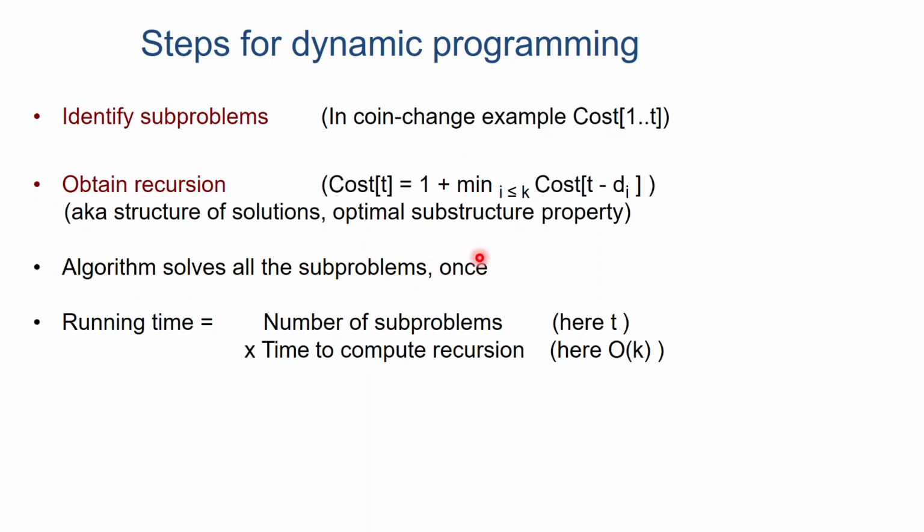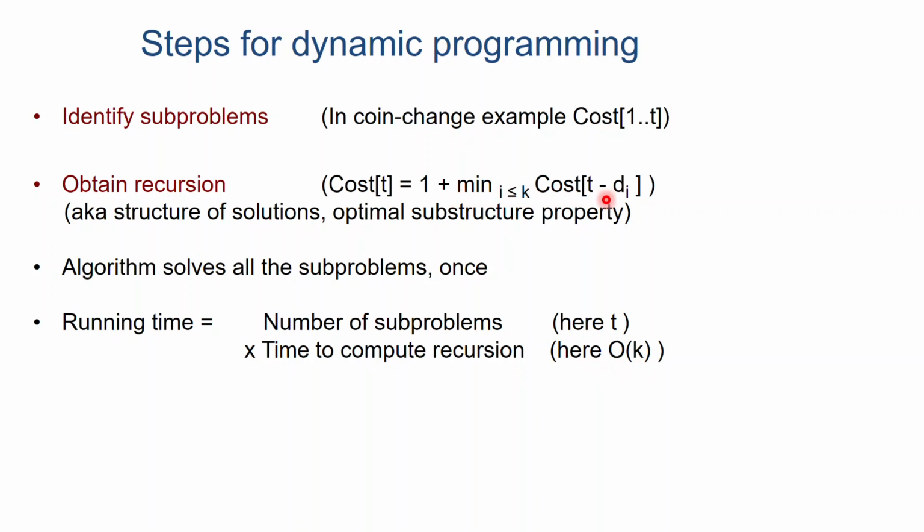The running time that you will get is the number of subproblems, which is t in our example, times the time to compute the recursion. And here the time is order of k, because it is a minimum over k terms. So in our case, the running time is t times order of k.